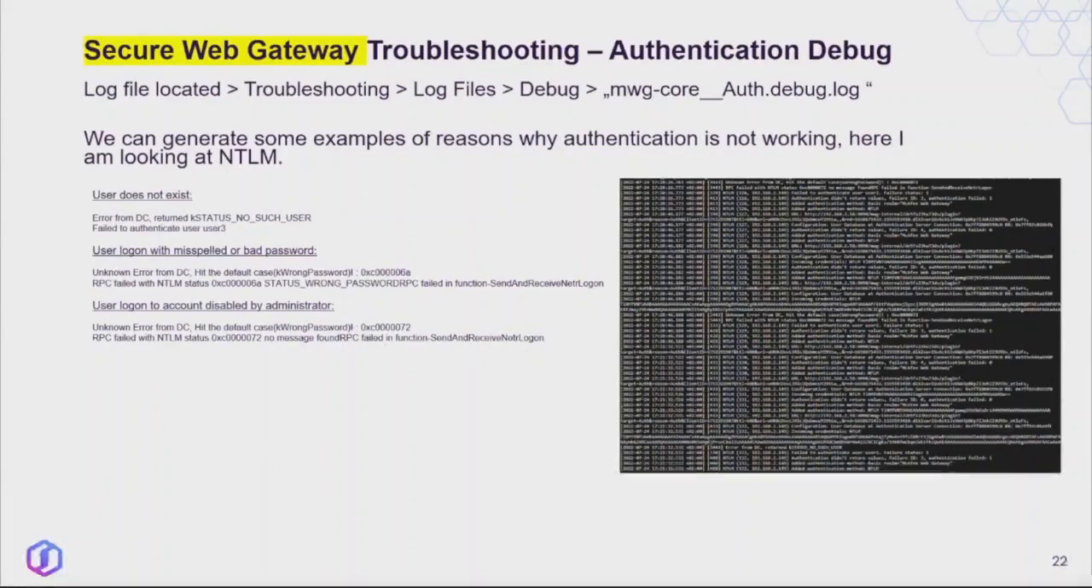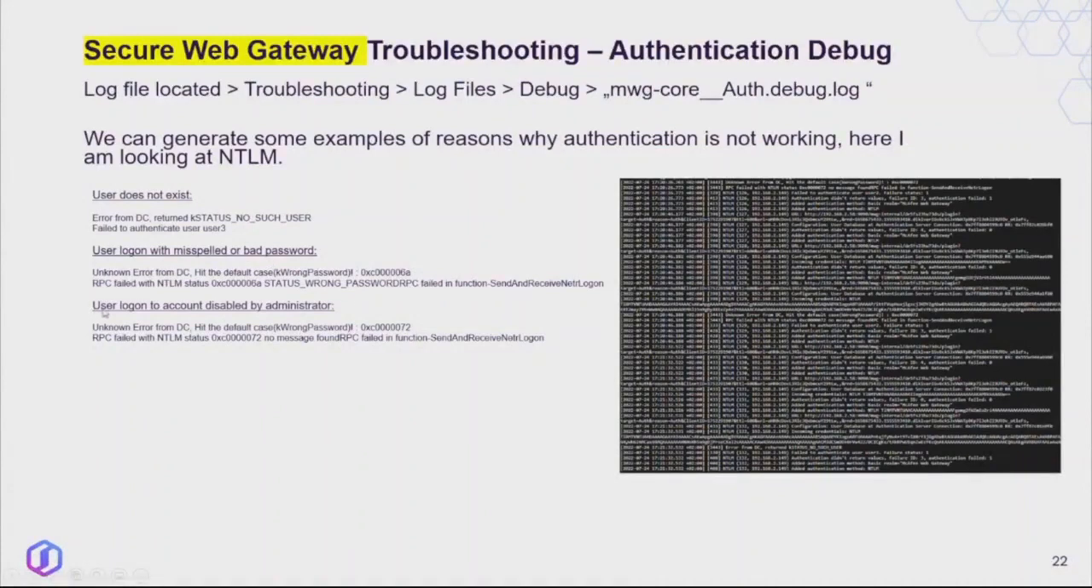On the left-hand side, we've got a couple of examples. These are pretty simple ones, but I can only reproduce a couple of issues using the lab. Error from DC returned, no such user. I entered in user 3. I already knew that user didn't exist, so that was the expected output. User login with misspelled or bad password. Here are the error IDs: 0xC000006A. That's what the DC returned, and it came back as status wrong password.